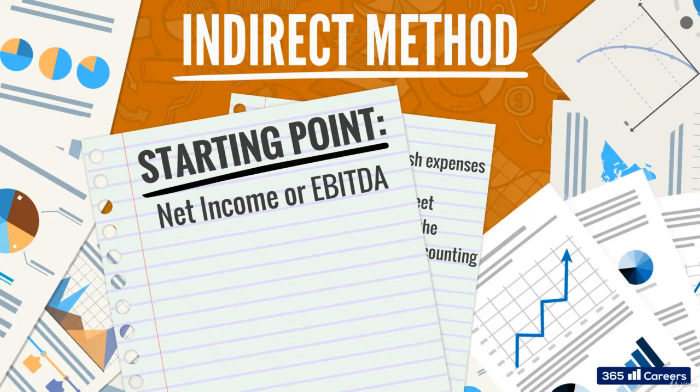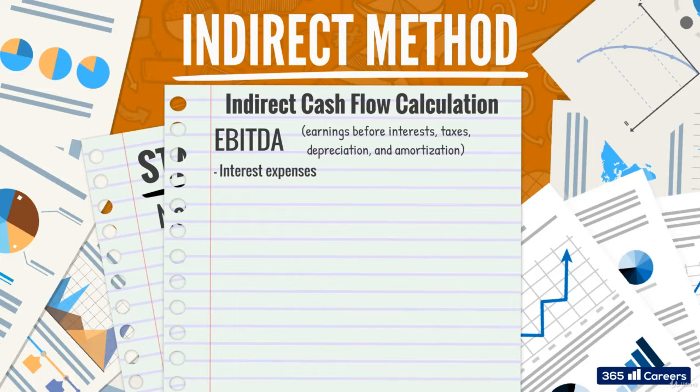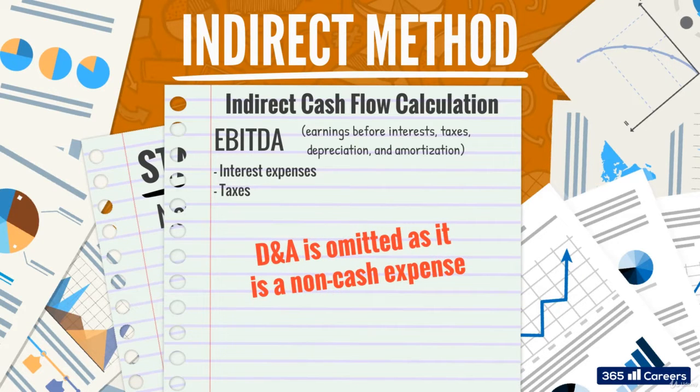And of course, if we start from EBITDA, we don't have to worry about non-cash items such as D&A and deferred taxes. Let's do the following. We can go through the calculation of an indirect cash flow. We will start from EBITDA. EBITDA stands for earnings before interest, taxes, depreciation, and amortization, right? So we'll have to consider only expenses that have been omitted but have a cash impact. In this case, these are interest expenses and taxes. We are omitting D&A on purpose, as it is a non-cash expense.